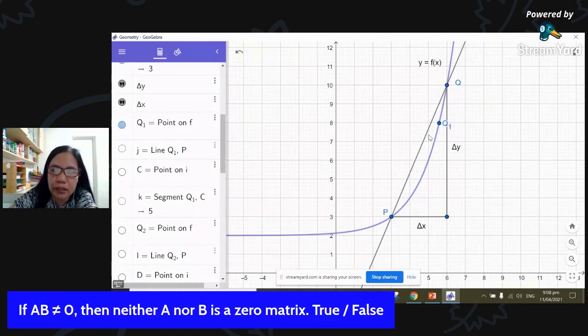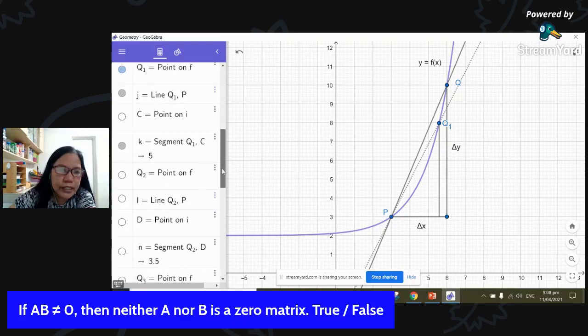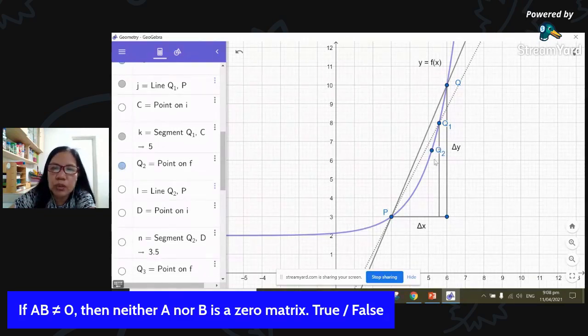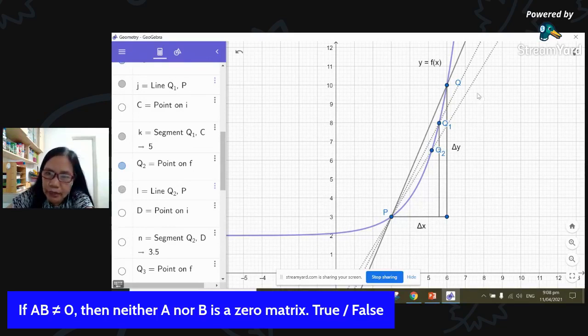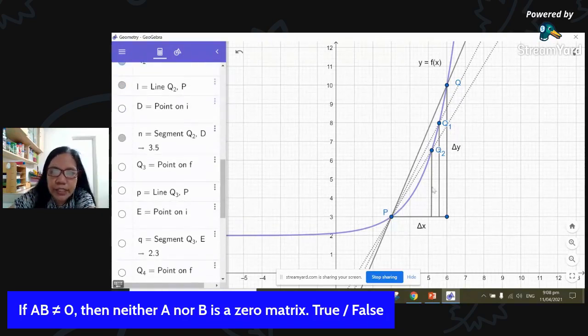Let's say we have point Q sub 1 here, and let us look at the secant line, and look also at the slope, or the change in y over change in x. And if we have another point Q sub 2 closer to point P, and we get the secant line, look at the value of the slope, the delta y over delta x. As you can see, the slope becomes smaller and smaller, as the delta x becomes smaller and smaller.